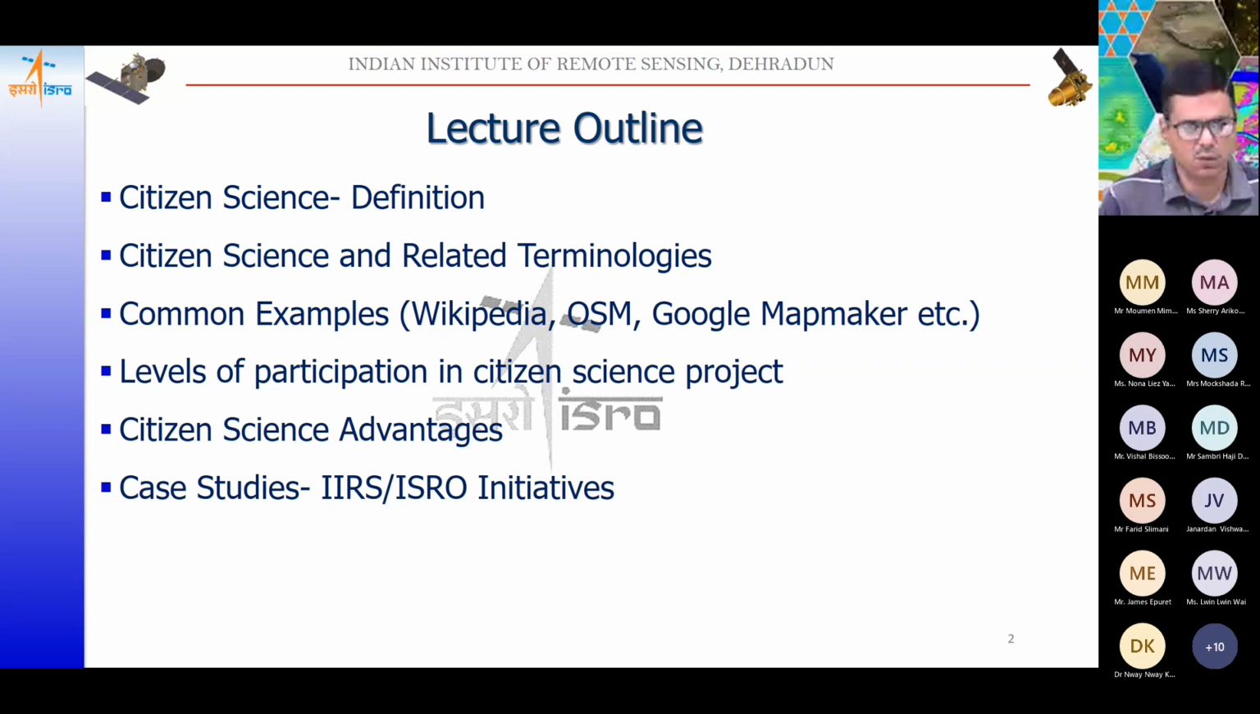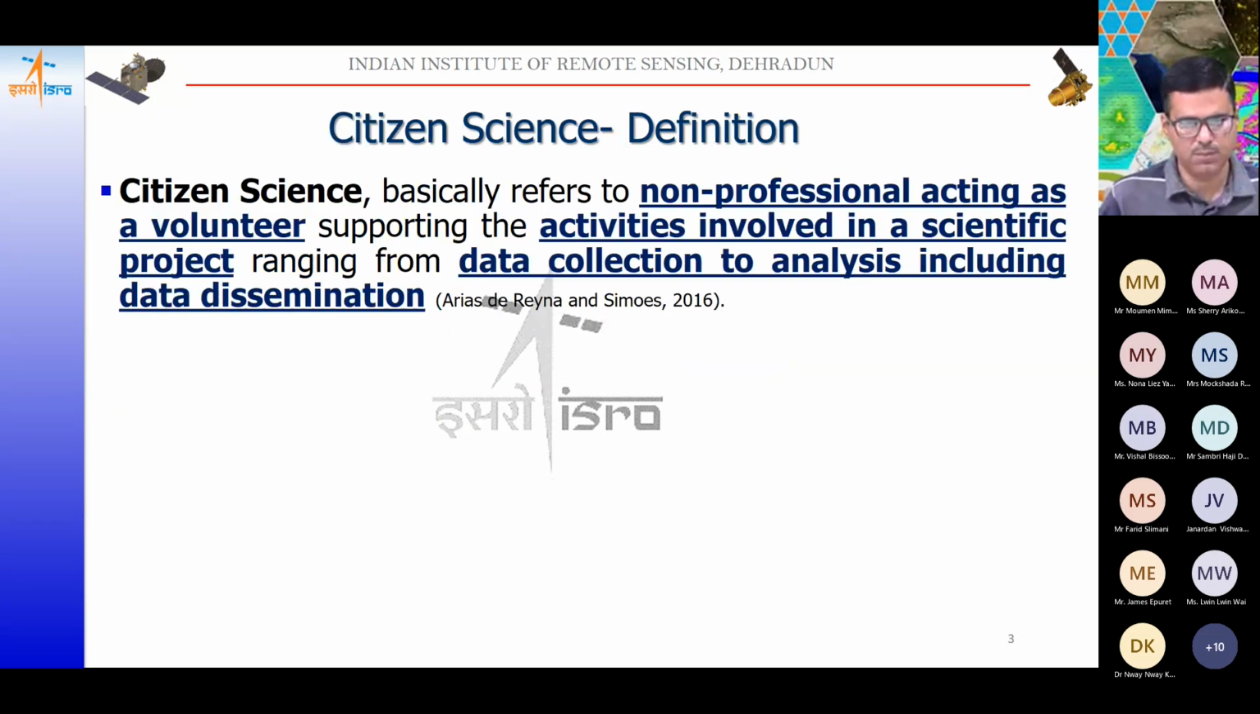Next, we'll talk about the various levels of participation in a typical citizen science project, along with seeing some of the advantages. And then finally, we'll see a few case studies that have been undertaken at IARS and ISRO level.